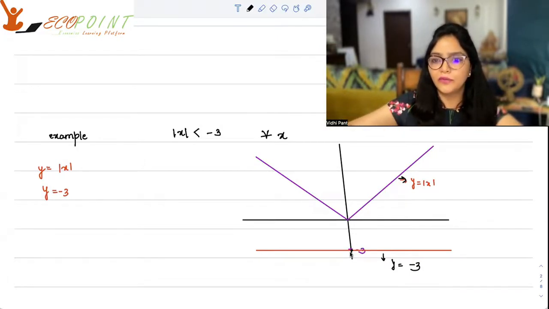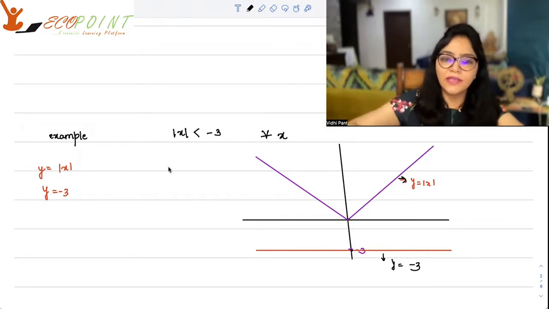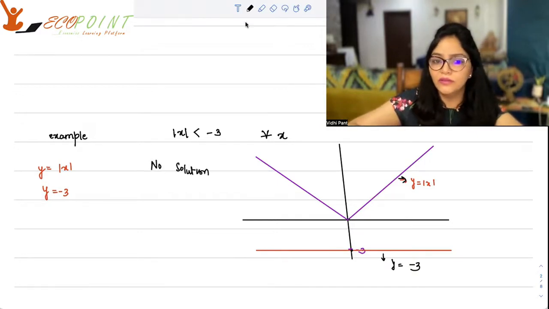We want to find out for what x is mod x lesser than minus 3. Well, that's not happening anywhere. Mod x graph is right above minus 3, this graph y equals to minus 3. So hence, you have no solution. And that's what we meant by the case 1.